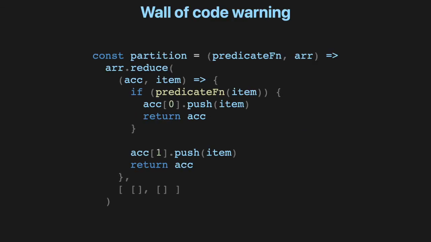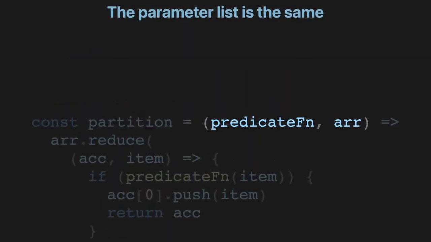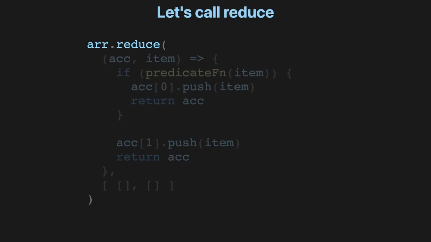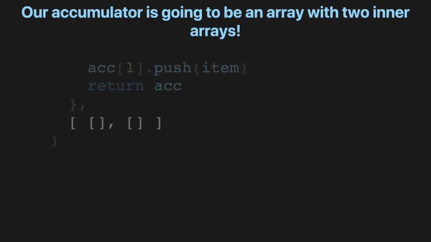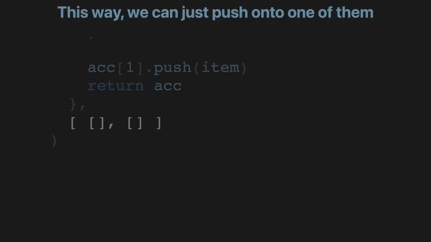All right, so there's a bunch of stuff on the screen. Let's step through the code. The parameter list will be the same. We have this array, we're going to call reduce on it. And as always, we need to think about what the accumulator is going to be. This time, we're just going to construct this array of two inner arrays. This way we can just push onto one of them.